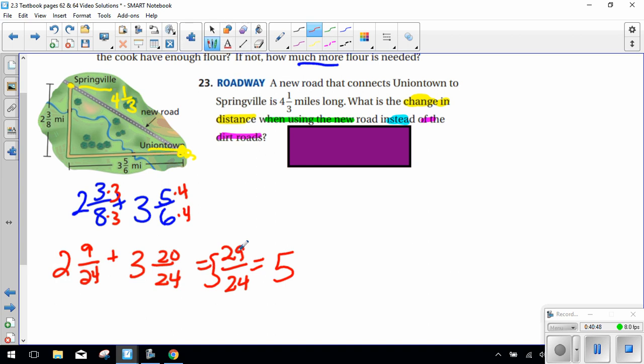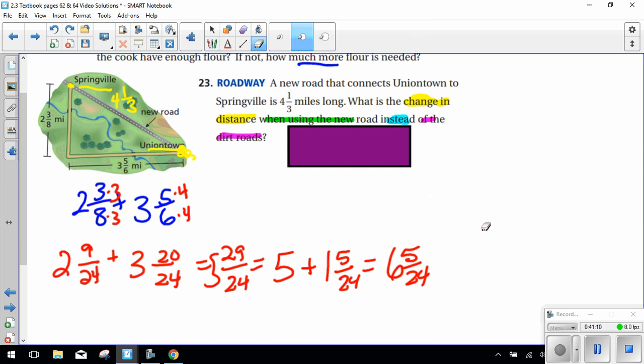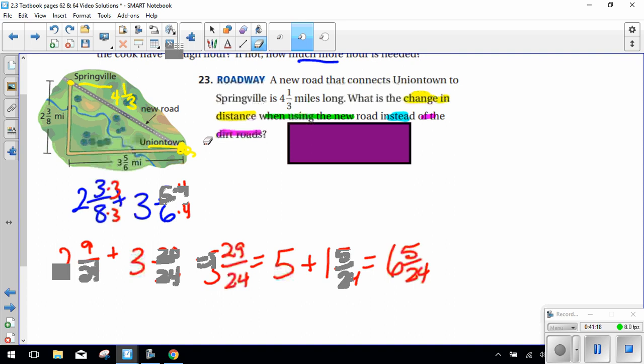So what we're going to do is convert 29 over 24. 24 goes into 29 one time with 5 left over. So it becomes 5 plus 1 and 5 over 24, which equals 6 and 5 over 24. Right, that's the bonus to making the whole thing improper. You convert the whole thing at once. So walking from here to here is 6 and 5/24 miles. So now what I'm going to do is take 4 1/3 and subtract it off from here.